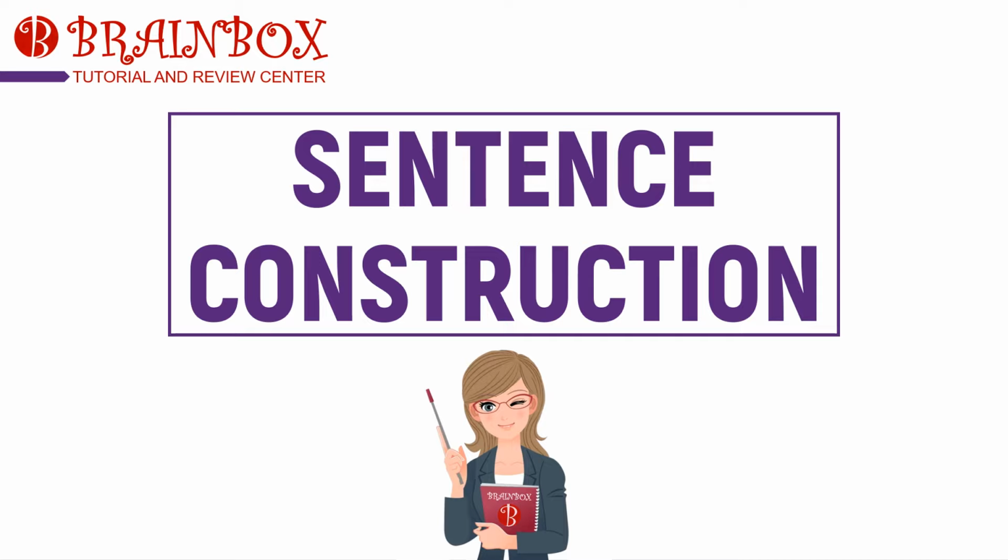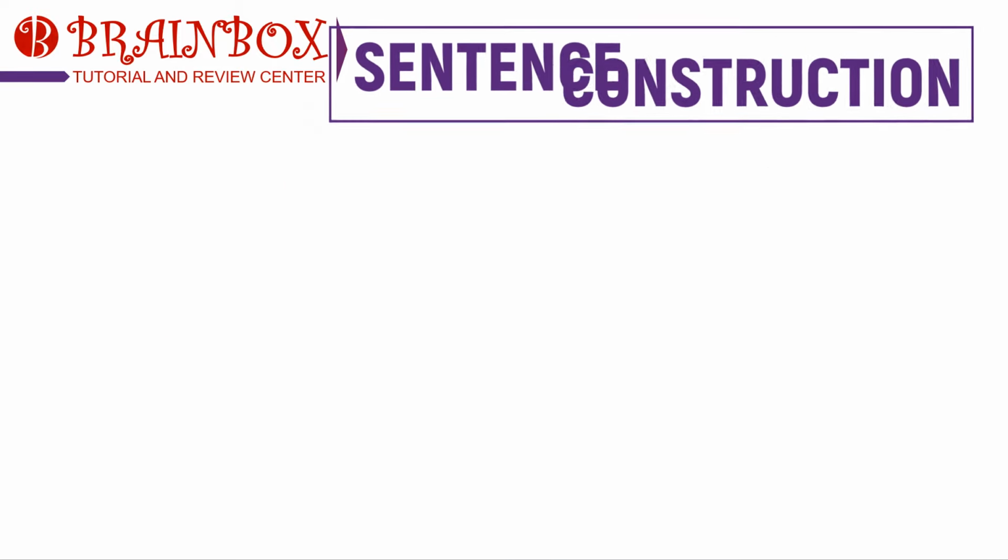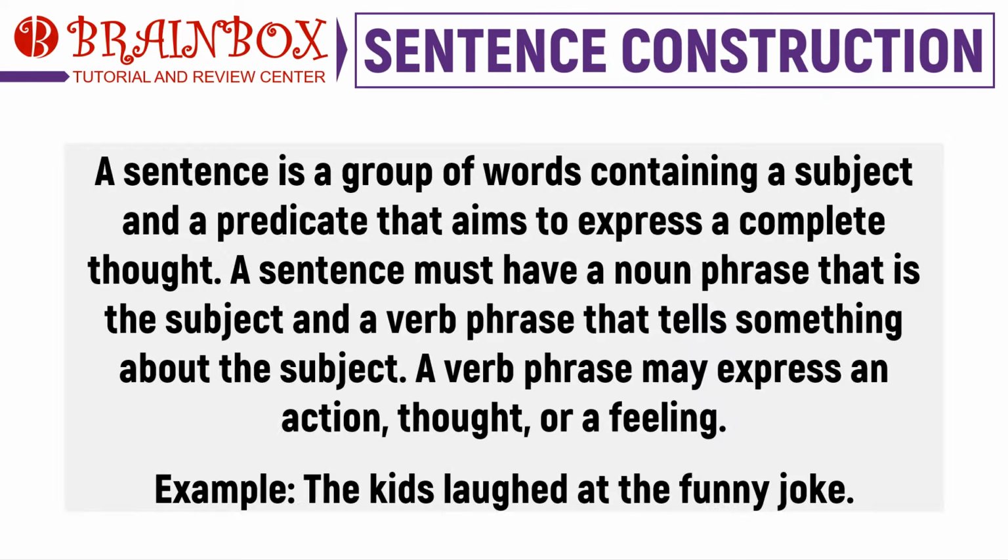First of all, what is a sentence? A sentence is a group of words that contains a subject and a predicate which expresses a complete thought. A sentence must have a noun phrase known as the subject and a verb phrase that tells something about the subject. A verb phrase may express an action, thought, or a feeling. In our sample sentence, the kids laughed at the funny joke. The subject is kids, and the predicate is laughed.